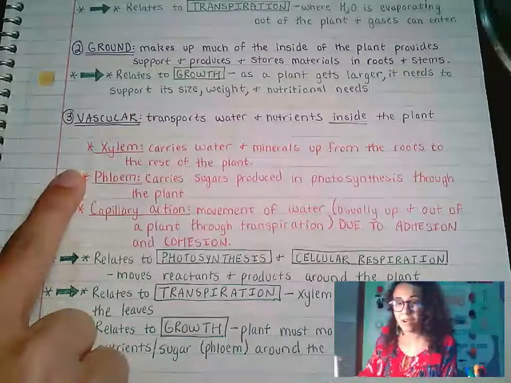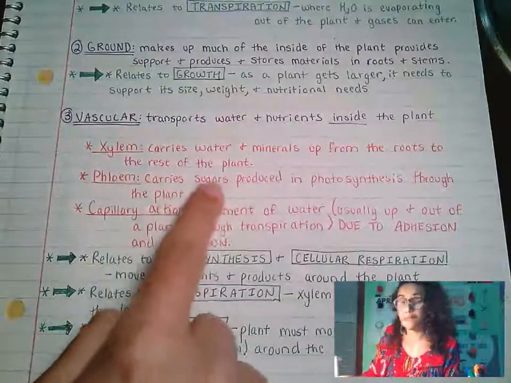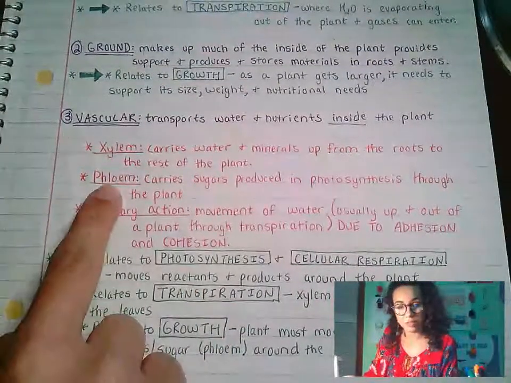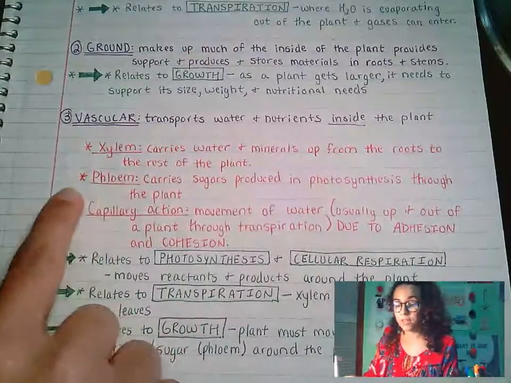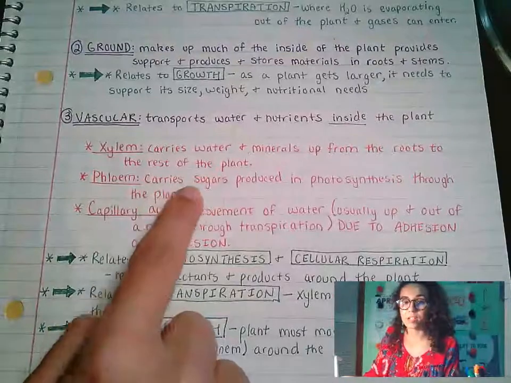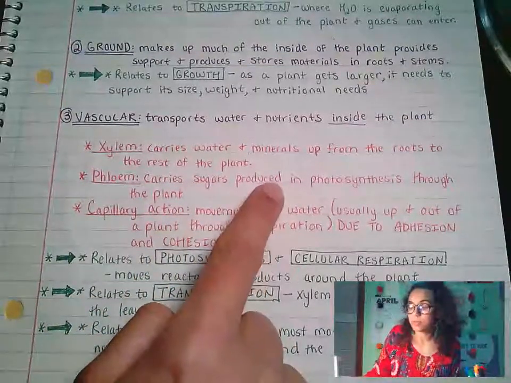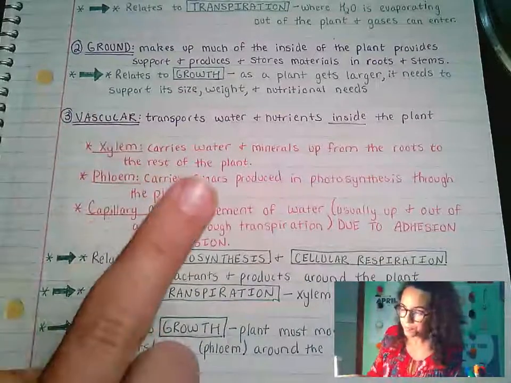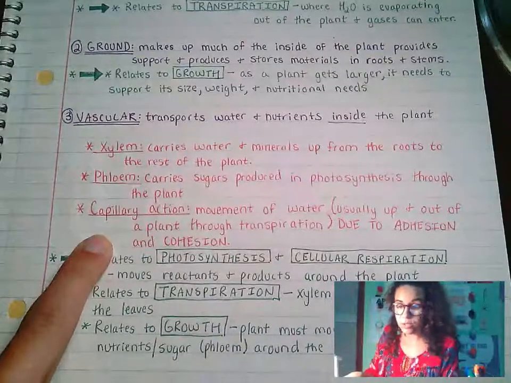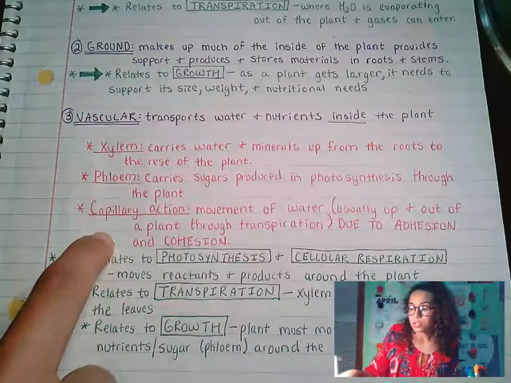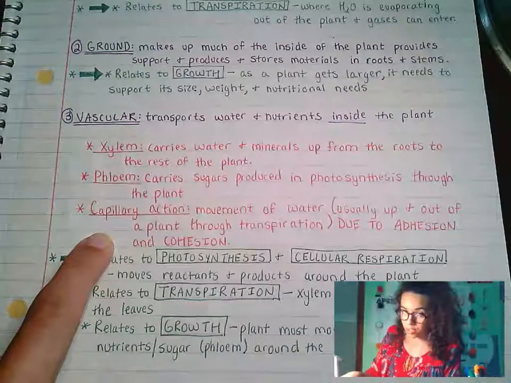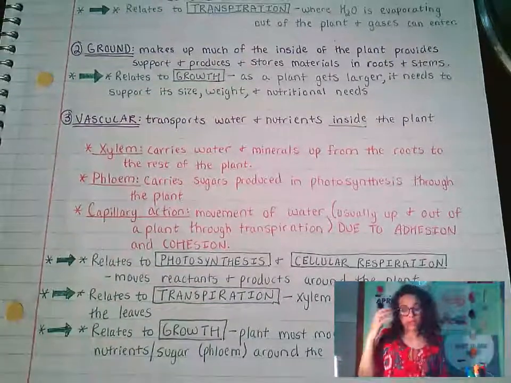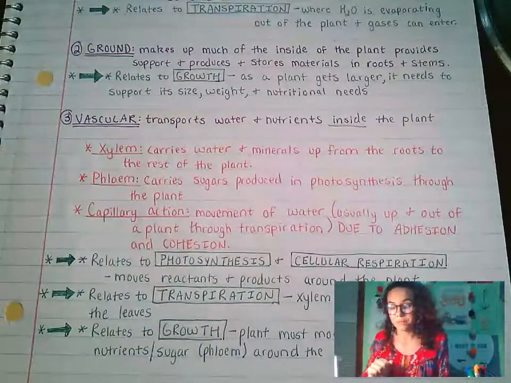Our phloem, remember we talked about this, is what's going to carry those sugars or provide the food to our plant. So think that f sound for phloem, even though it's a ph, think phloem, think f for food. It carries sugars produced in photosynthesis through the plant. So xylem is water, phloem is food. And capillary action, again, that cohesion and adhesion. This is the movement of water, usually up and out of a plant through transpiration, due to adhesion and cohesion. Again, this is what is moving that water through our plant system.